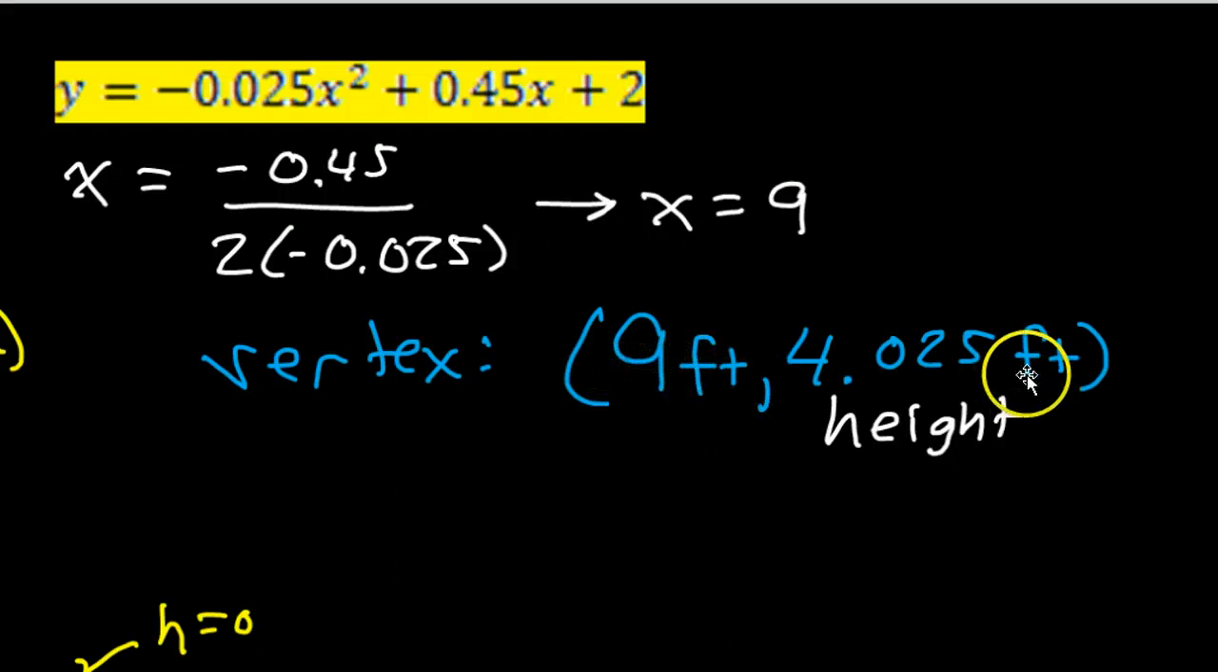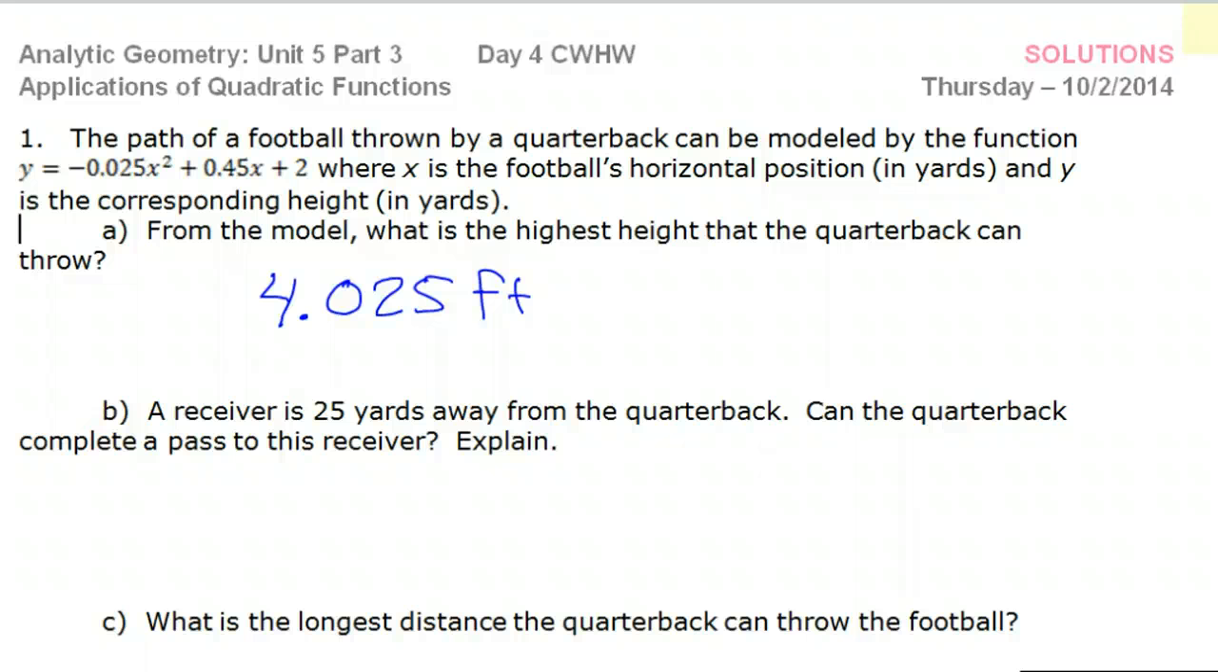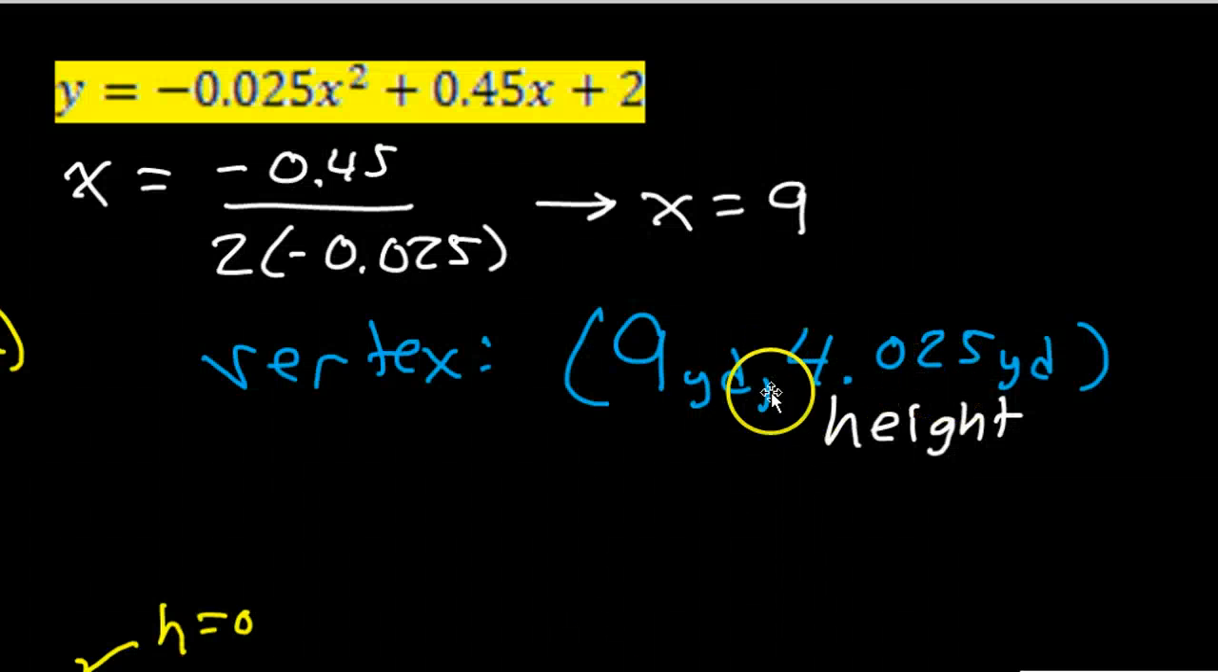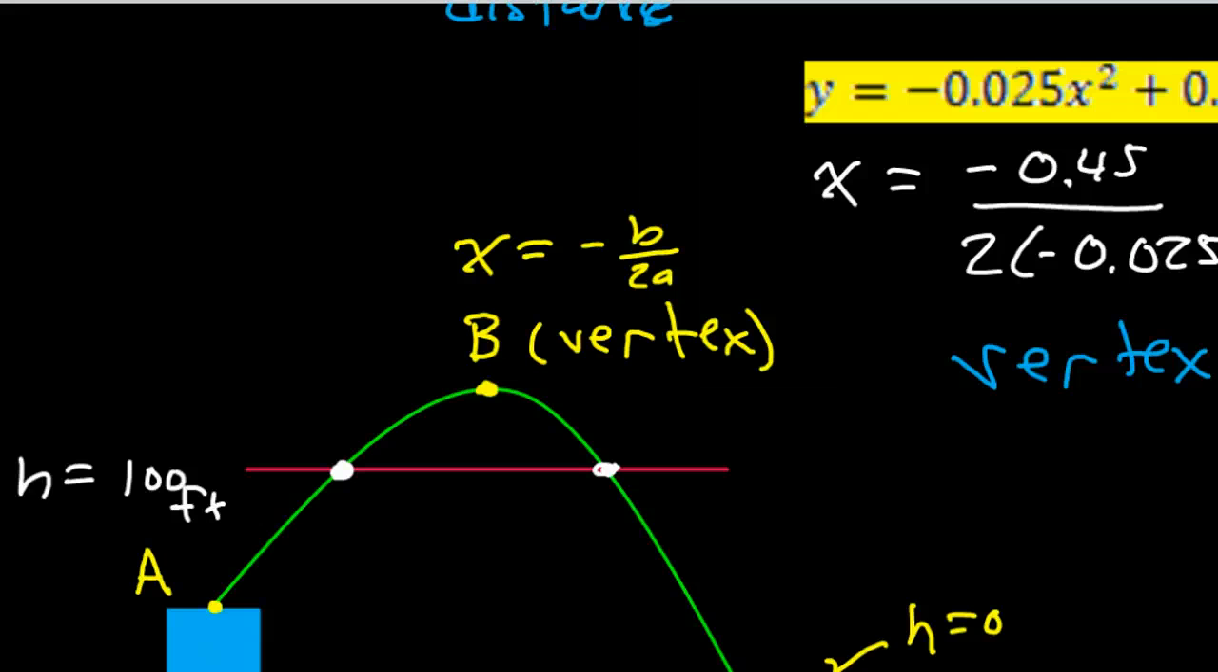9. Wait, I said feet, but it's in yards. My bad. Let me just change that real quick. Alright, so this is in yards. Okay, so that means not feet, yards. Alright, so for example, at its highest height, the ball was 9 yards away from the quarterback where he threw it.